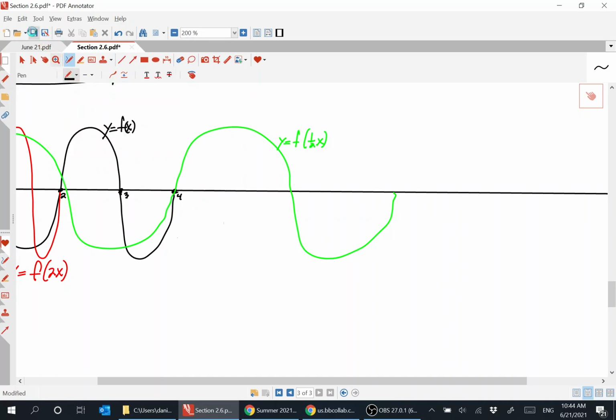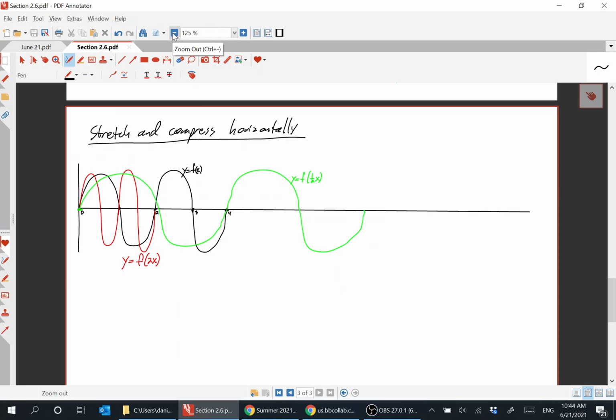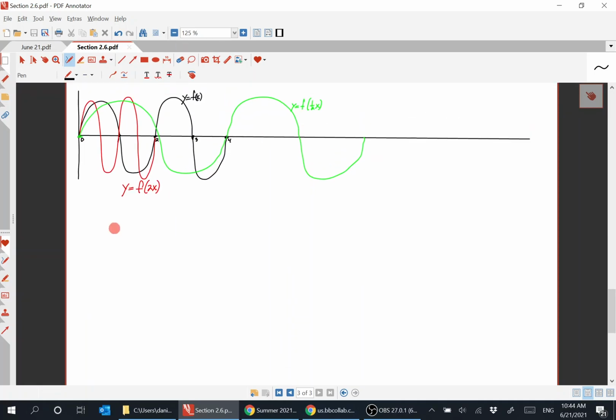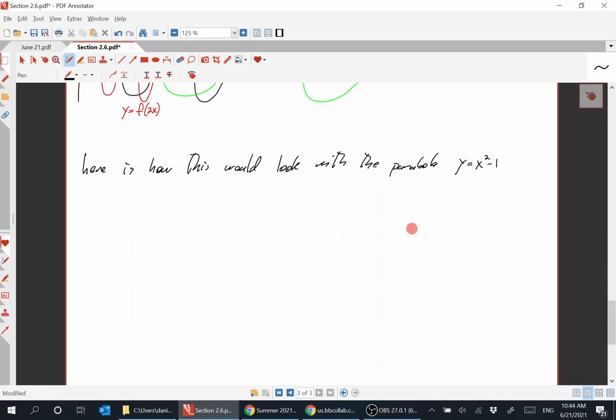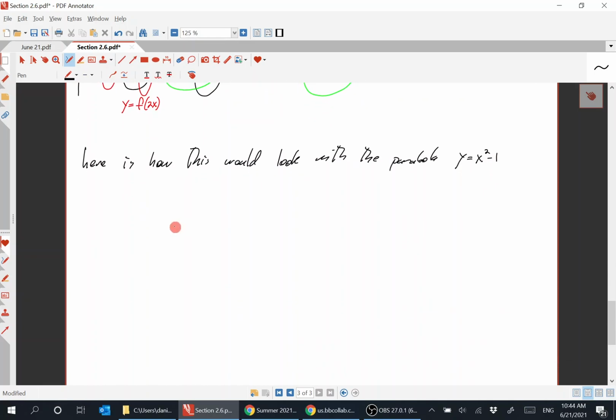This is kind of hard to spot sometimes with functions that we're used to dealing with, but let's take a look at what this can look like with the parabola. So here is how this would look with the parabola. So let's do y equals x squared minus 1.